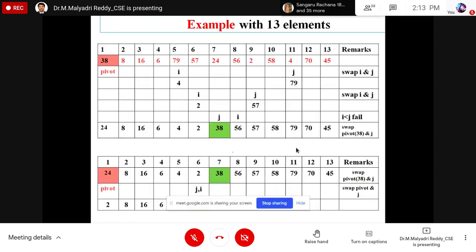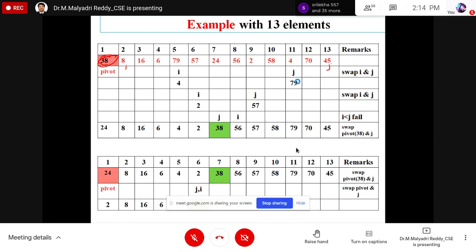So take one example, I will explain. Take an array of 14 elements. It's very simple, listen carefully. The given initial elements are 13, 38, 8, 16, 6, 79, 57, 24, 56, 2, 58, 4, 70, 45. According to the rule, the first element itself is the pivot element or key element. This is the i value. This is the j value.